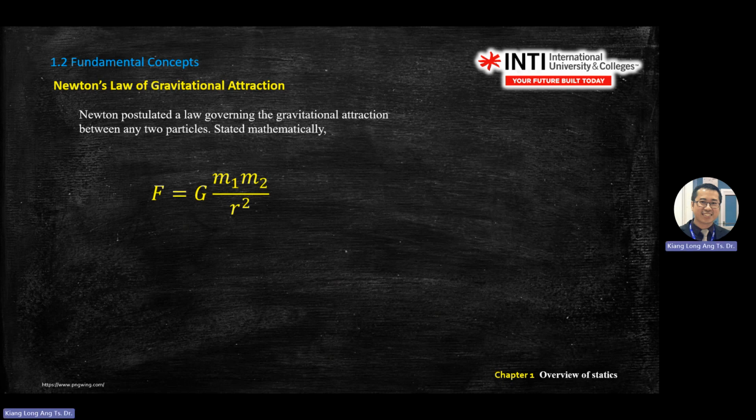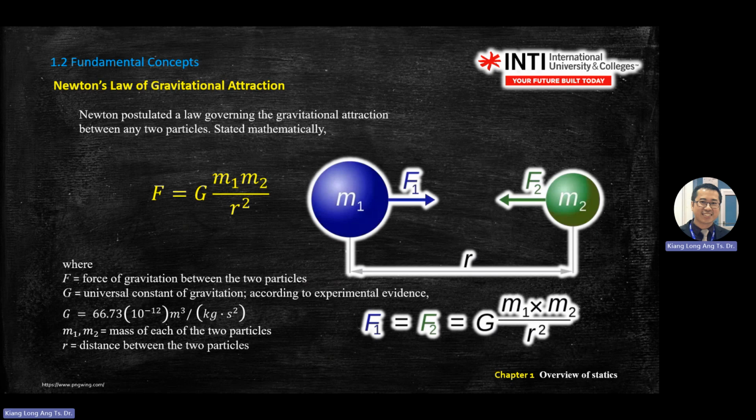F equal to G M1 M2 over R squared. You don't need to memorize this one. This is just to let you know the fundamental concept, there is an equation called the law of attraction. When you have two bodies, then you have this equation. This one is important if you study astronomy or aerospace engineering.